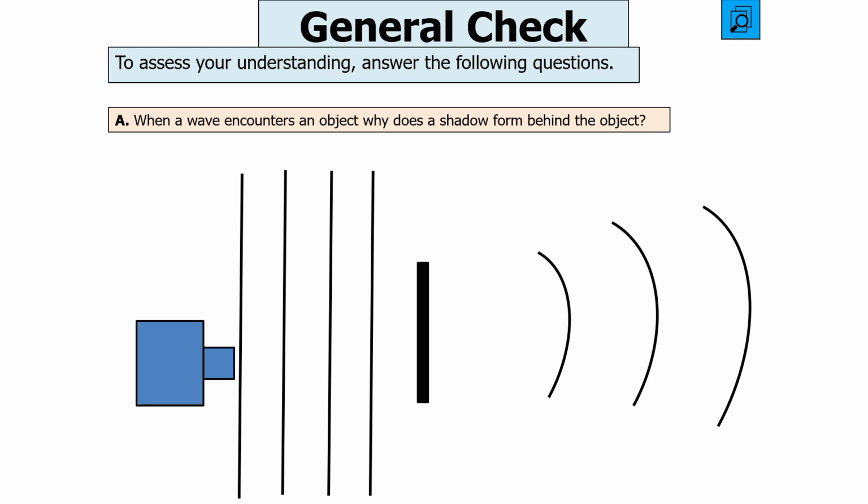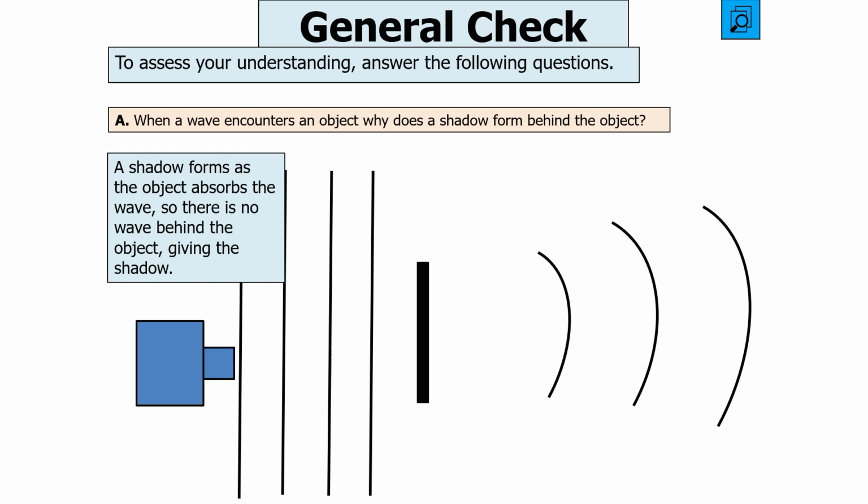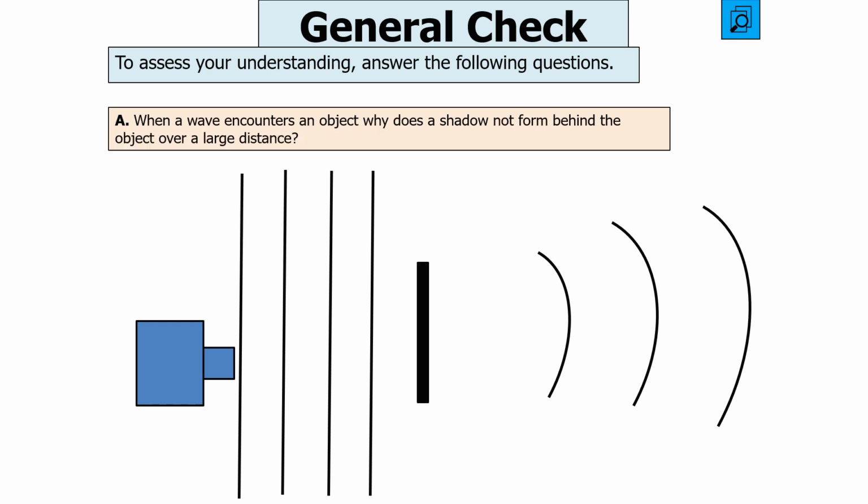Pause the video now, then unpause the video when you want to go through your answer. Well, a shadow forms as the object absorbs the wave, so there's no wave behind the object leading to the shadow. The next question says, when a wave encounters an object, why does a shadow not form behind the object over a large distance?